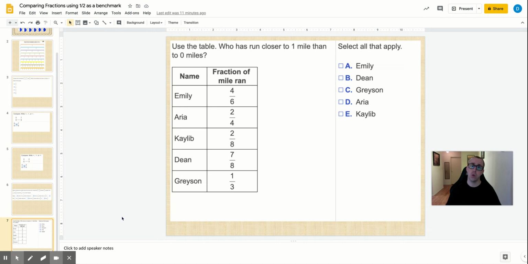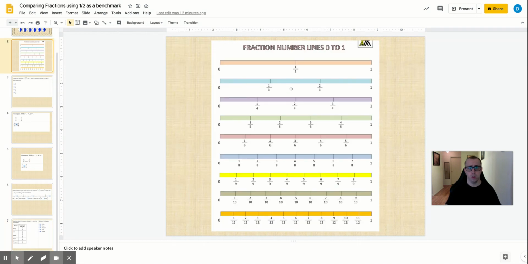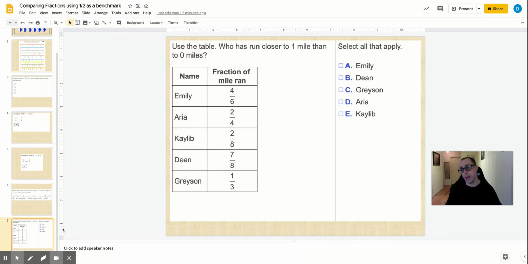If it said who ran greater than or equal to 1/2, then you could choose her, but I wouldn't choose her here. All right, but that's our benchmark, okay? 2/4 is our benchmark. 3/6 is our benchmark. 4/8 is our benchmark, okay? And there's no benchmark with thirds, but remember what I said about thirds. 1/3 is less than half. 2/3 is more than half.